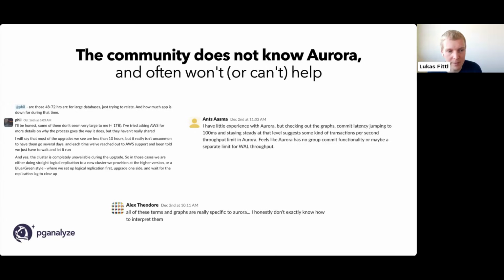But for example, here was somebody saying, we've reached out to AWS support about a slow blue-green upgrade, and we've basically been told to just wait and let it run. And it's been running for 48 to 72 hours in one other example. So you have much less control and you may or may not have a good experience with AWS support. I think they have some really talented people, but there are many more customers that need help than the talented people that they have. And so I think it will be hit and miss sometimes.